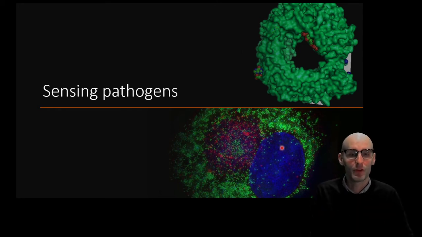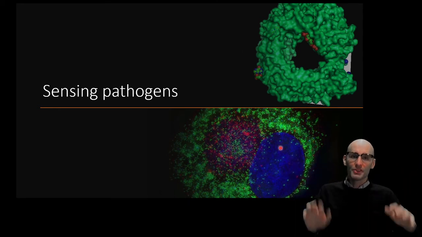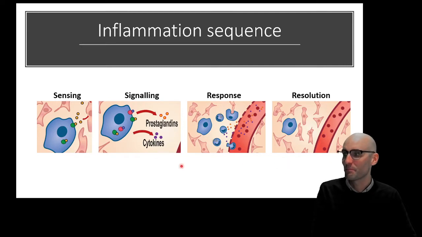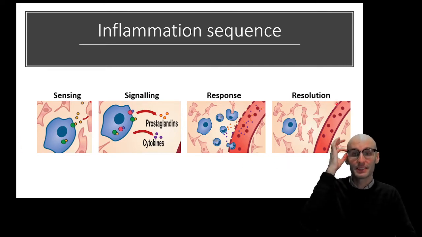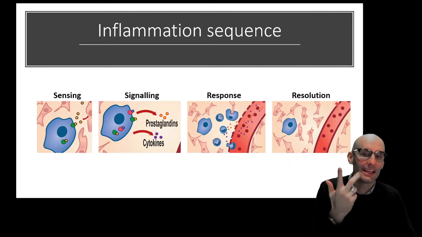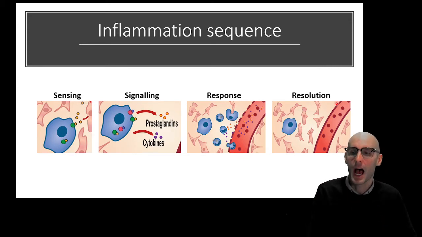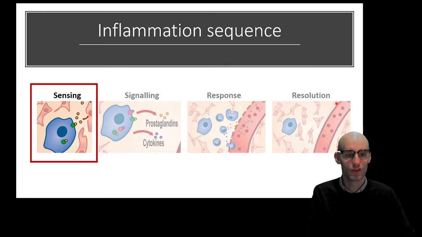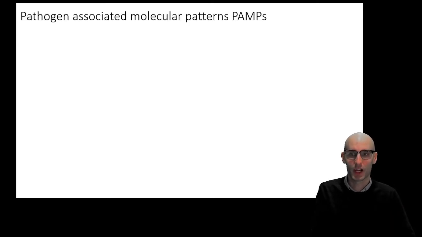So it's just some beautiful images here, but let me just pause and jump into how the immune system detects those perturbations in the extracellular environment. So this is the inflammation sequence: sensing, signaling, response, resolution, SSRR, nice and easy. And we're going to be covering sensing in this video here. So how do we detect those perturbations in the extracellular environment?